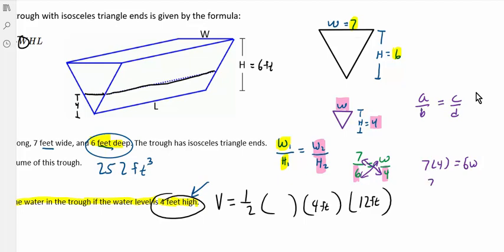So we have 7 times 4 is 28, is equal to 6w. So I'm getting the width is 28 over 6 feet. So I'm going to put that right here. Again, you're multiplying feet by feet by feet, so that'll give us cubic feet, or feet raised to the 3rd power. Now it's just a matter of going on the calculator and multiplying these 4 numbers.